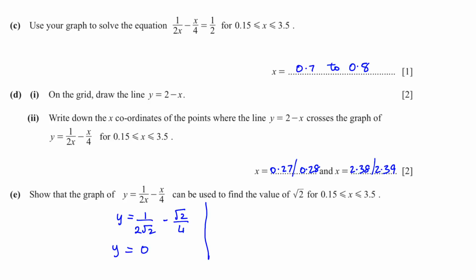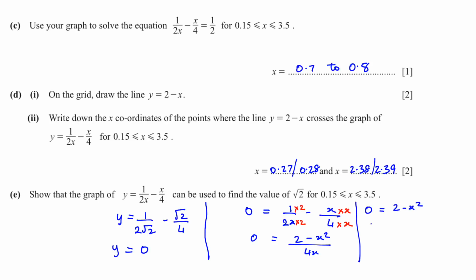Now, to prove it algebraically, we have 0 is equal to 1 over 2x minus x over 4. We need to have a common denominator. So I will multiply by x here. If I multiply by x here, I have to multiply by x on the top also, and by 2 here. Therefore, 0 is equal to (2 minus x squared) over 4x. 4x times 0 will be 0, and we are left with 2 minus x squared. X squared is equal to 2, therefore x is equal to square root 2. We showed from the graph that when x is square root 2, y is 0.